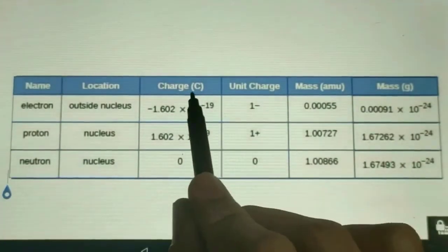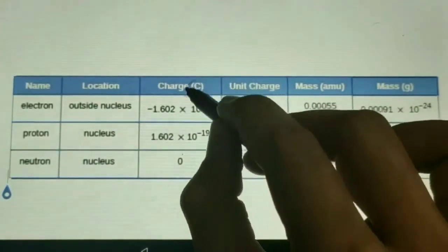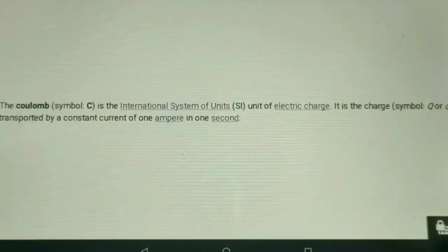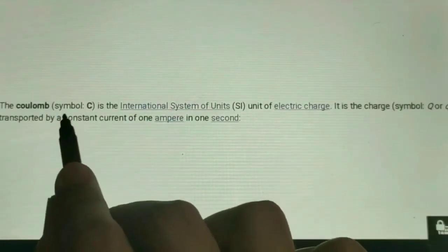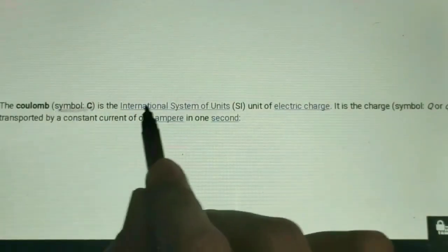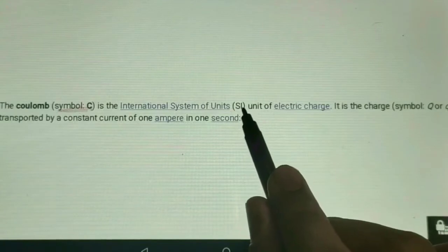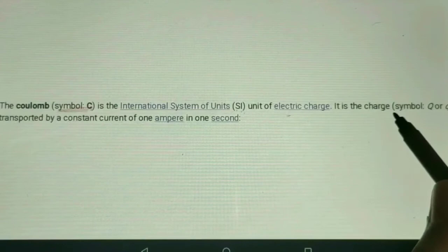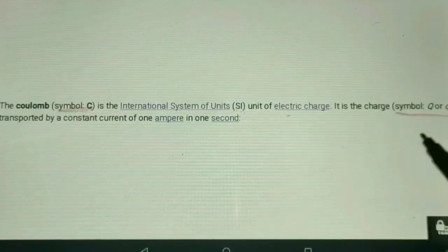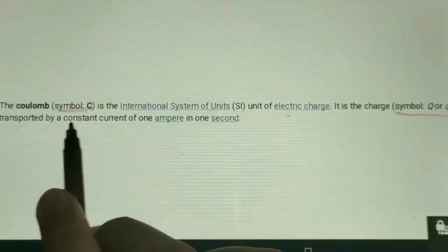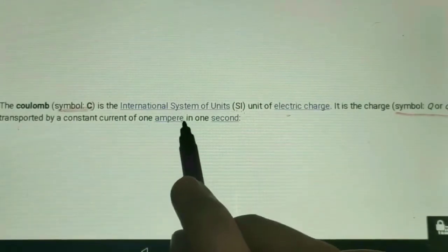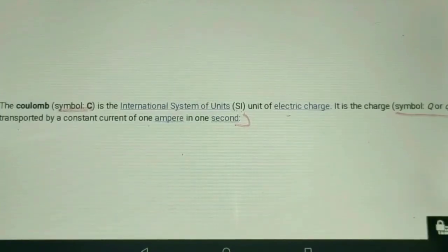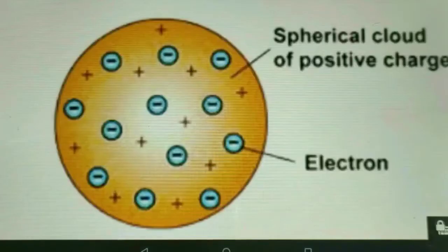Now, what is the charge which I have said, coulomb? So let's elaborate what is a coulomb. The coulomb, which is denoted by the symbol C, is the international system of units, that is SI unit of electric charge. It is the charge with symbol capital Q or small q, transported by a constant current of 1 ampere in 1 second. We will study about coulomb in our physics classes later on.